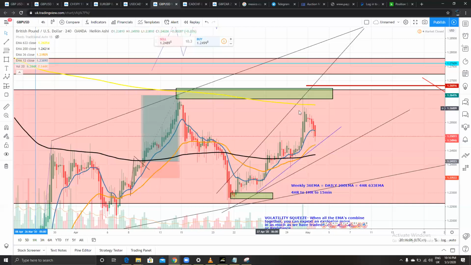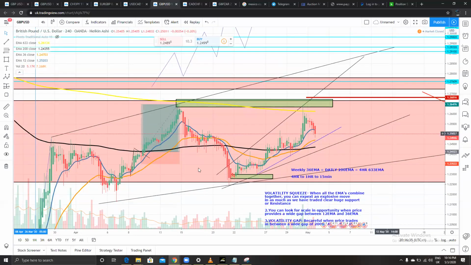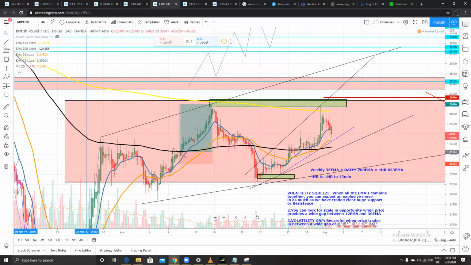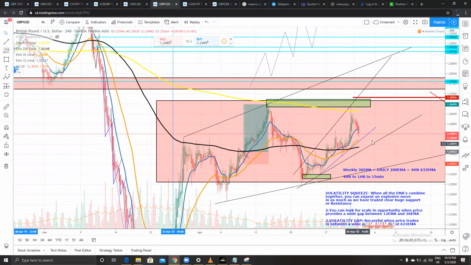Now you can see that we are still trading the volatility gap of the 4-hour, in between the 4-hour 633 EMA and 200 EMA. So there's no magic that's really going to happen immediately on this pair for now, because we are inside this volatility squeeze until everything converges together and starts to face off. Then we can have that huge explosion to the upside. So for now, there's no magic that can possibly happen until everything converges together.